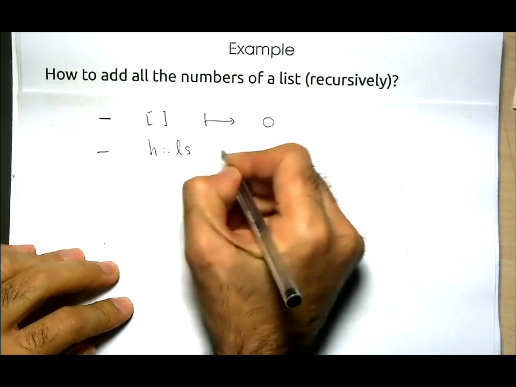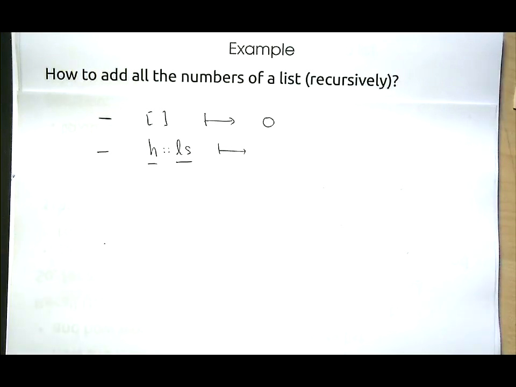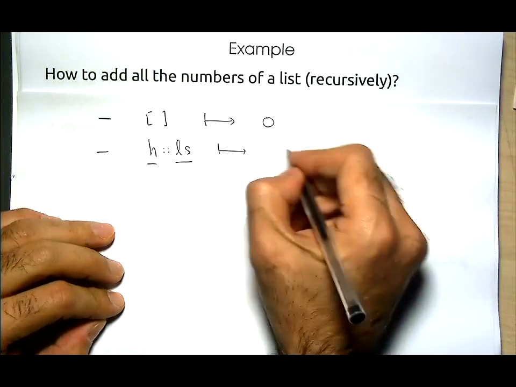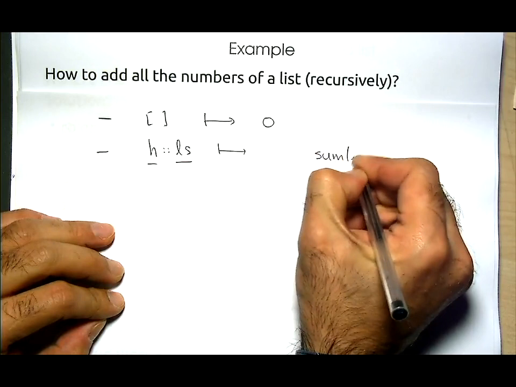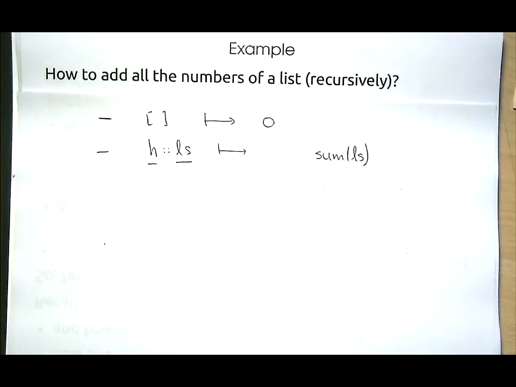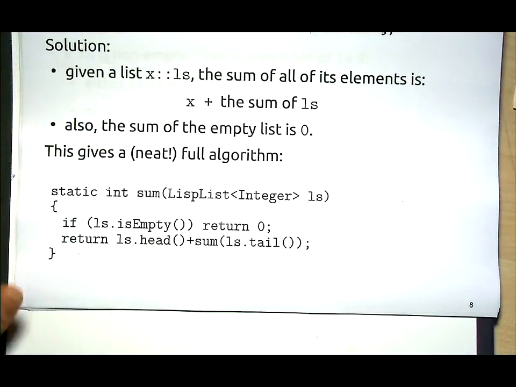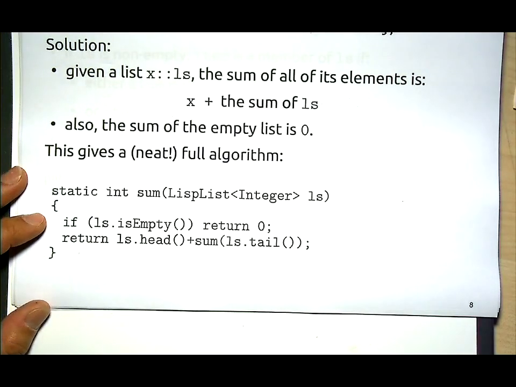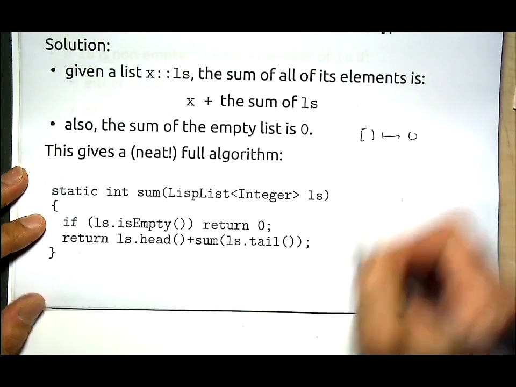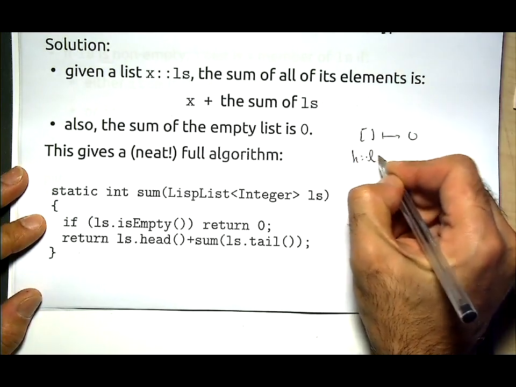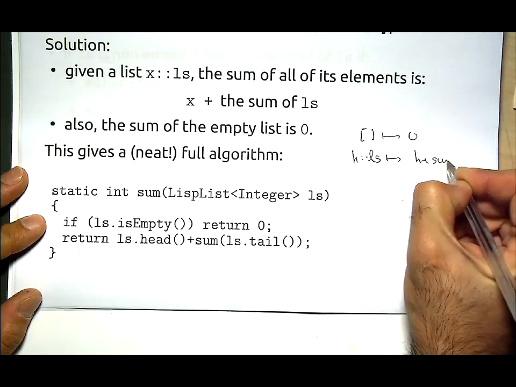Suppose I have now a list that is not empty. It has a head and a tail list. Then I could say the sum is, well, simply get me the sum of the tail and then add the head to it. So it's h plus the sum of the tail. And that is actually a full solution. And we can write an algorithm for it quite simply. So remember we said for the empty list we get 0, and for a head and ls we get head plus the sum of ls.